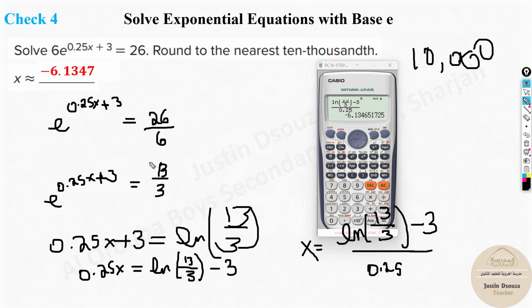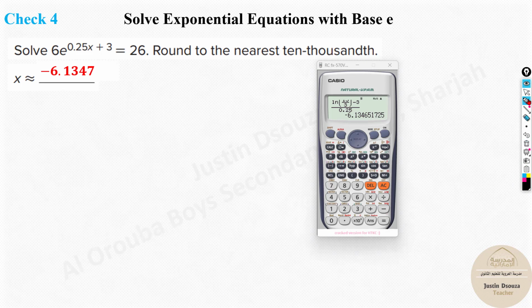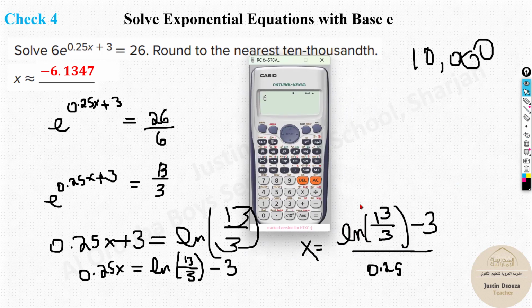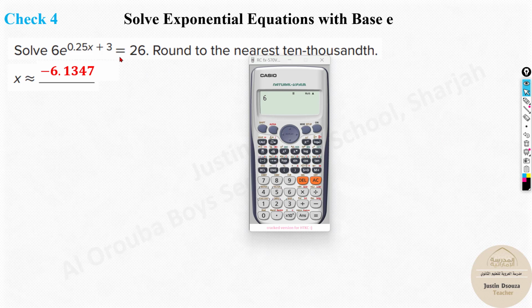This is the written method, or directly you can just put it in the calculator. You can pause the video and see the written method, or you can directly put it in the calculator to check your answer. Shift e to the power 0.25 alpha x plus 3 equals 26. You need to press shift and solve, you'll get the answer. Same thing. So that is the answer.